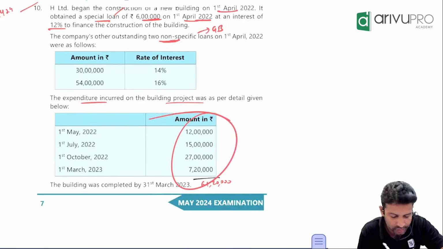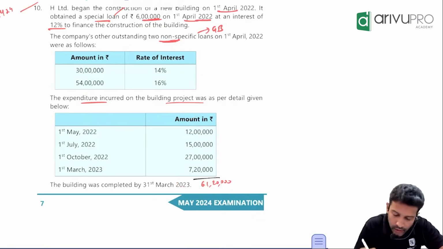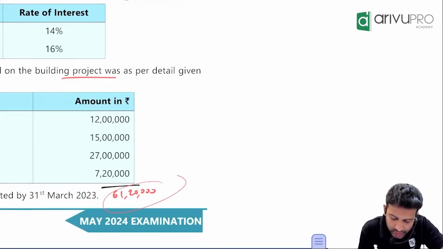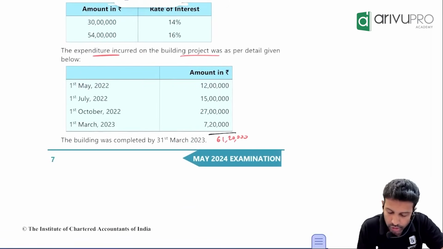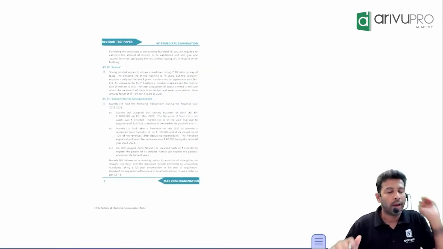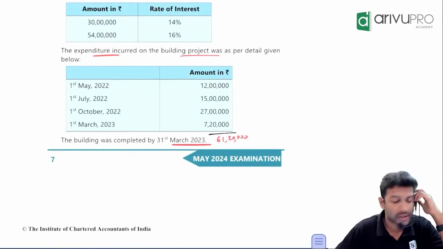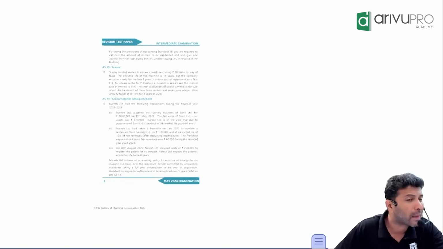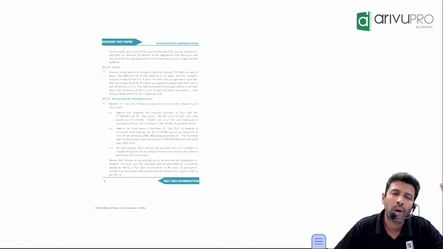So they have given all this. If you add up all the expenditure, how much are you getting? 61 lakh 21,000. So the building was completed by 31st March. Now, the moment general borrowing comes into the picture, what do we have to do? Find out the capitalization rate.